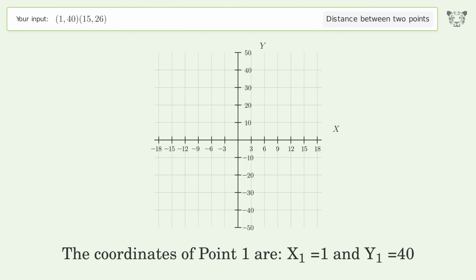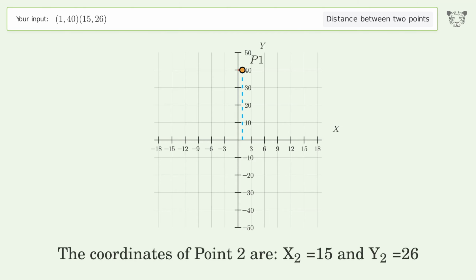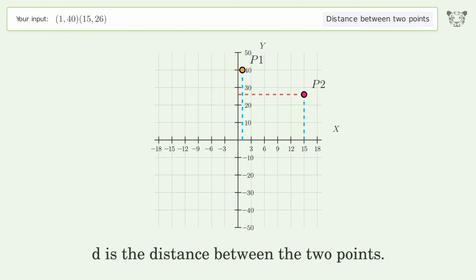The coordinates of point 1 are, x1 equals 1 and y1 equals 40. The coordinates of point 2 are, x2 equals 15 and y2 equals 26. D is the distance between the 2 points.